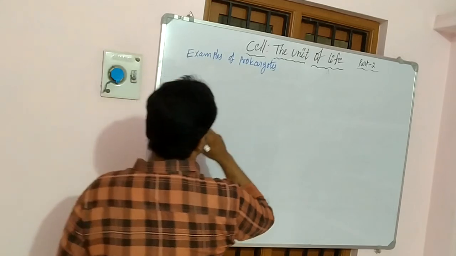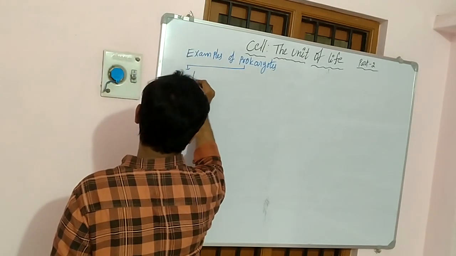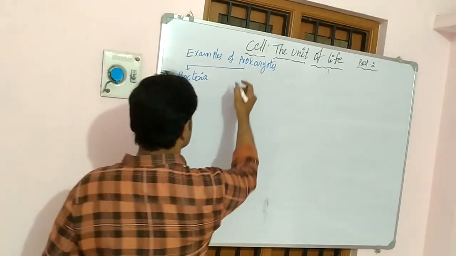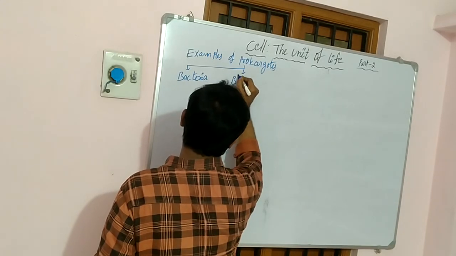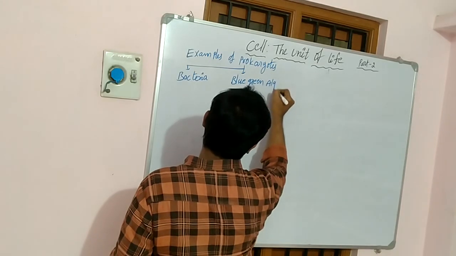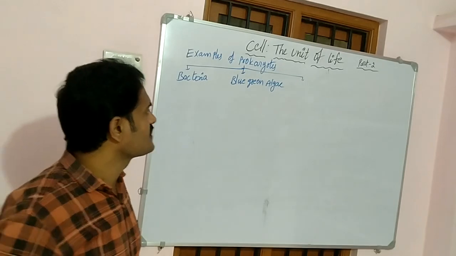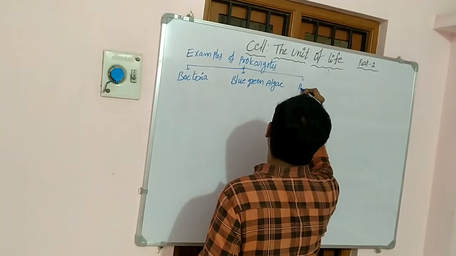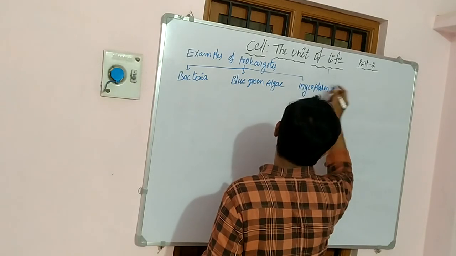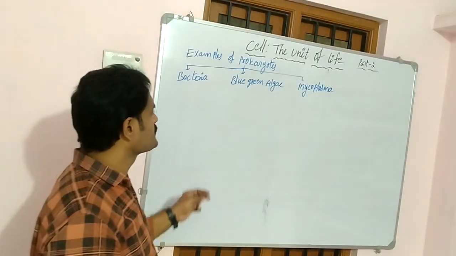So what are the examples? Commonly bacteria. Bacteria is a prokaryotic organism. Then blue-green algae. And also one of the smallest organisms, mycoplasma. This is the smallest organism among prokaryotes.